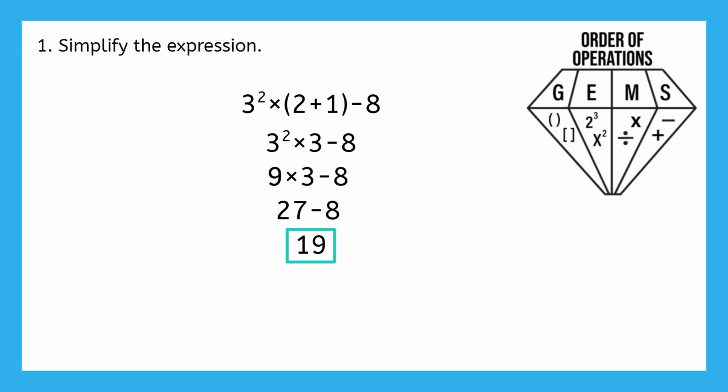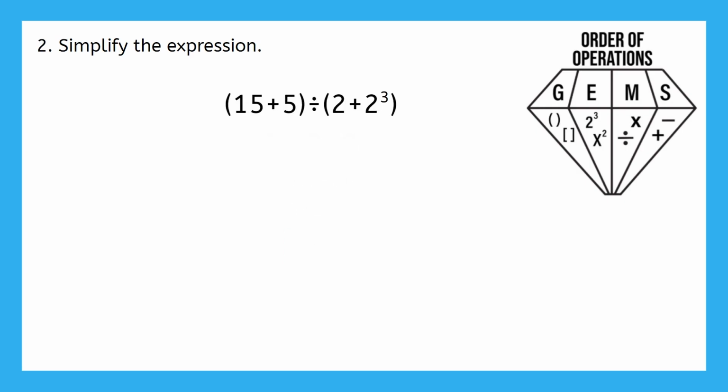Let's try another one. This time we'll simplify the expression the quantity of 15 plus 5 divided by the quantity of 2 plus 2 cubed. Following GEMS, we start by looking for groupings. Interesting, this problem has 2 sets of groupings.